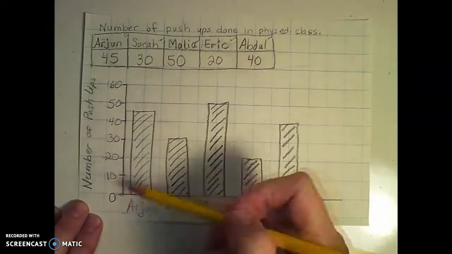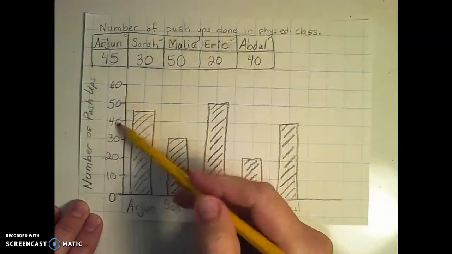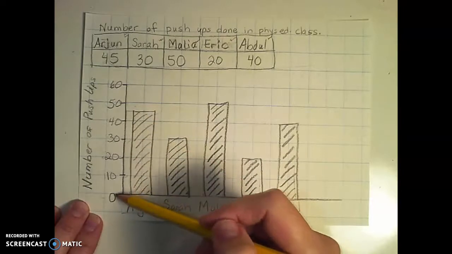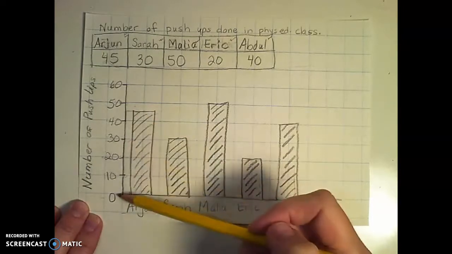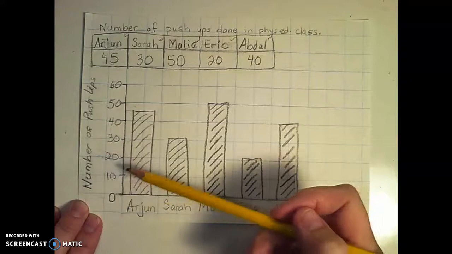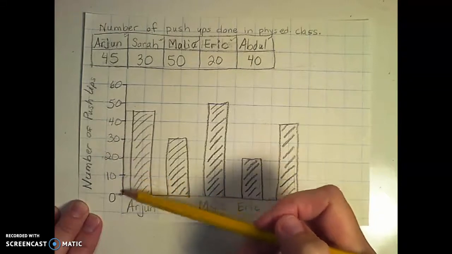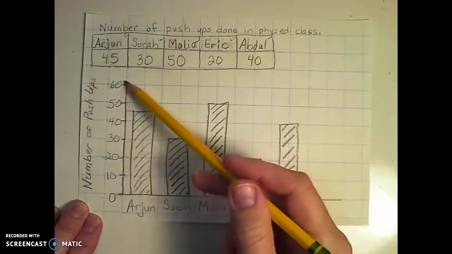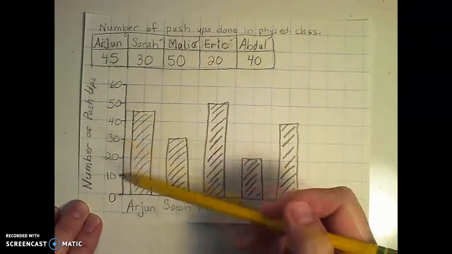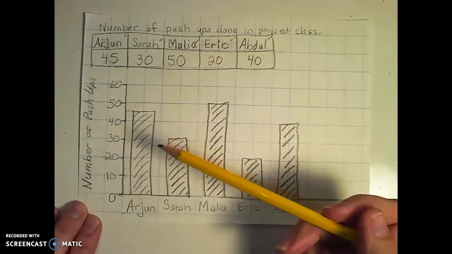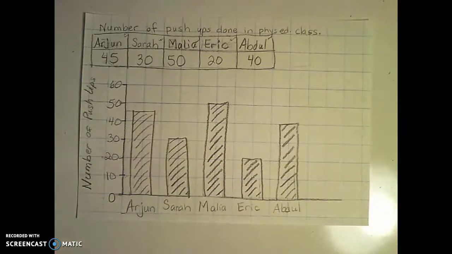For a scaled bar graph, you're changing the scale from being just 1 per line to 5s or 2s or 10s, something you're counting by, a bigger space here so that you can fit a higher number onto a smaller space. Okay? So there's your scaled bar graph for number of push-ups.